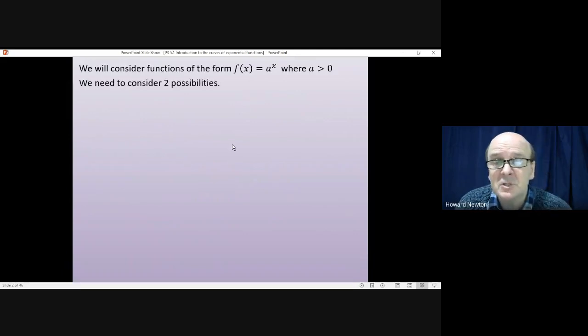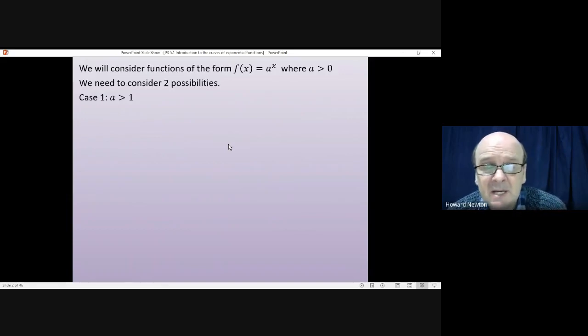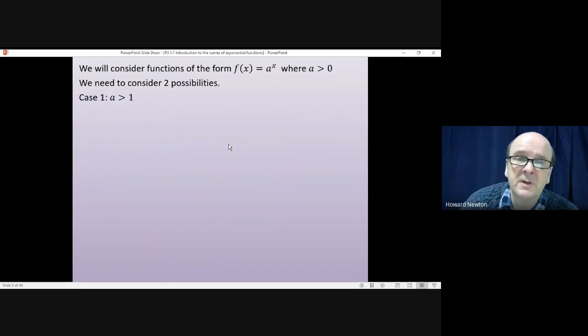We need to consider two possibilities. First of all, what happens if a is bigger than 1? And then secondly, we'll consider what happens if a is less than 1, but still positive, still greater than 0.